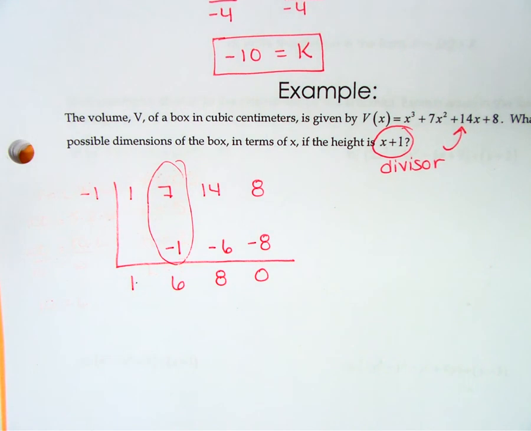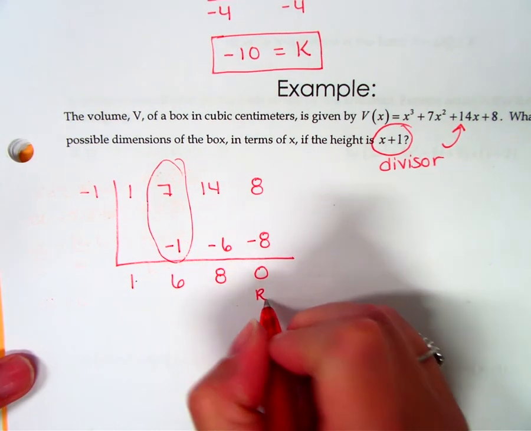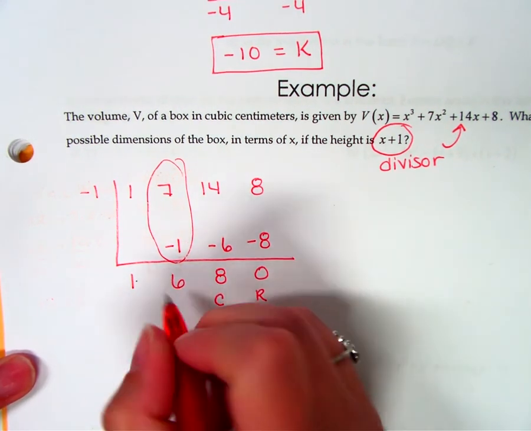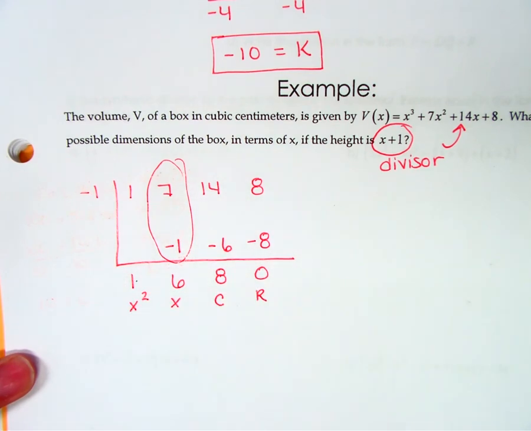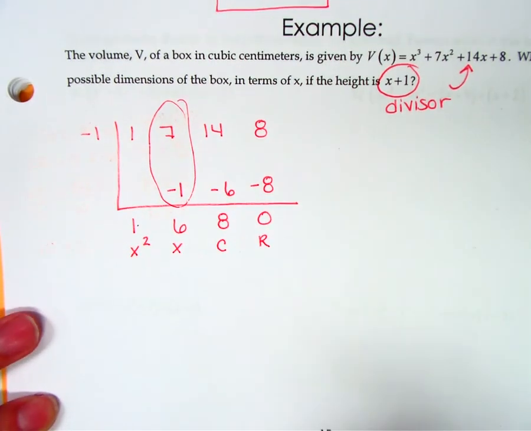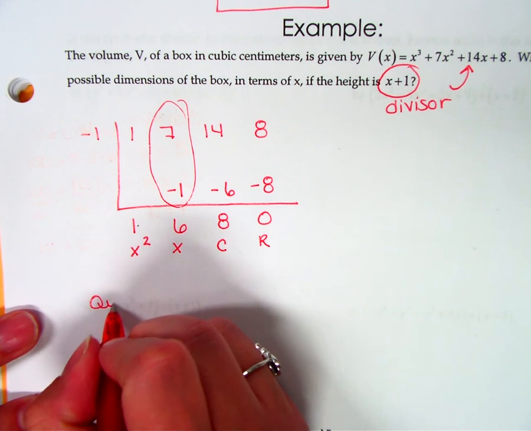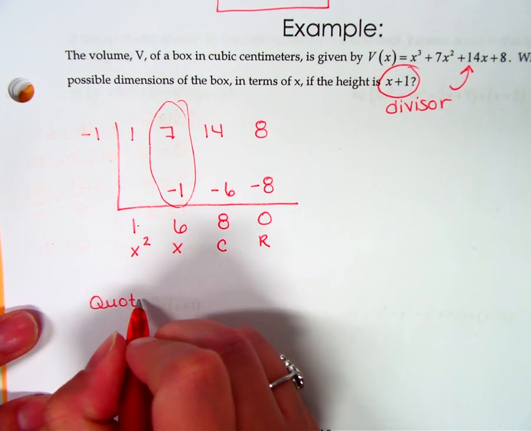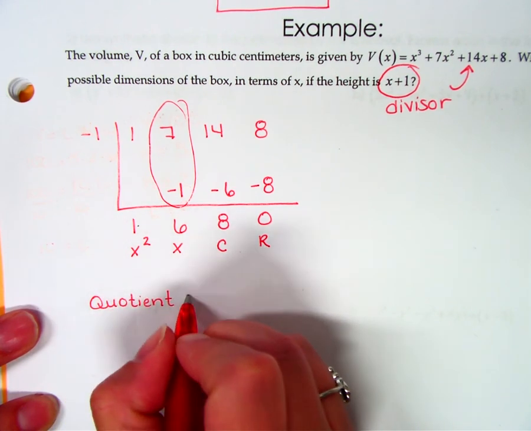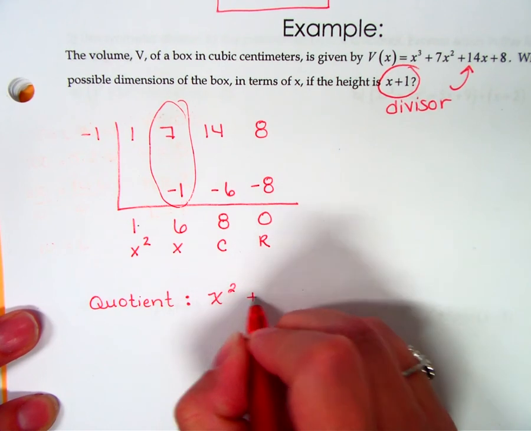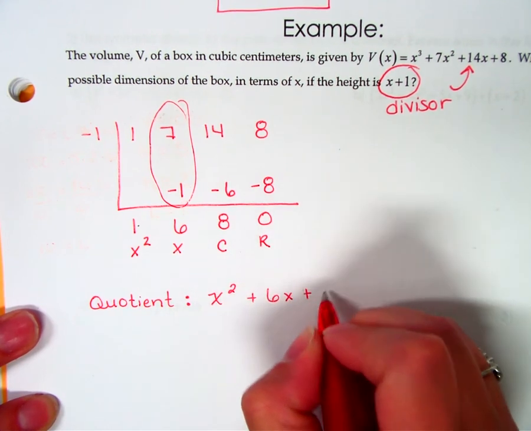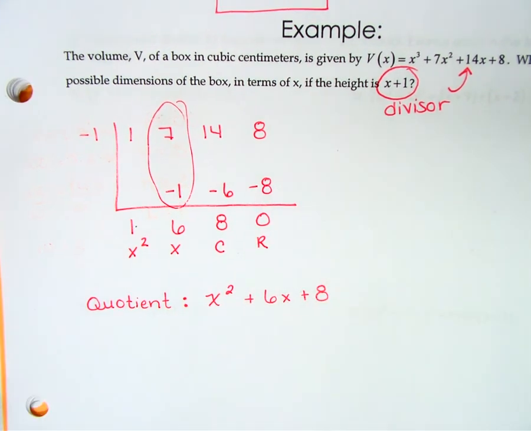Okay. So this is my remainder. This is my constant. This is my x. This is my x squared. So my quotient. How would you know to factor that? Because what else would you do? I guess you see ax squared plus bx plus c, you're like, factor.